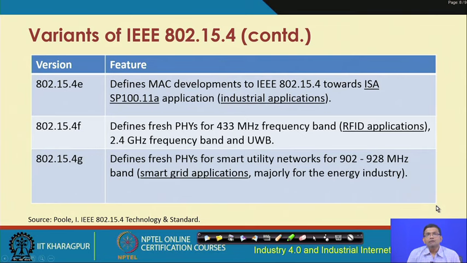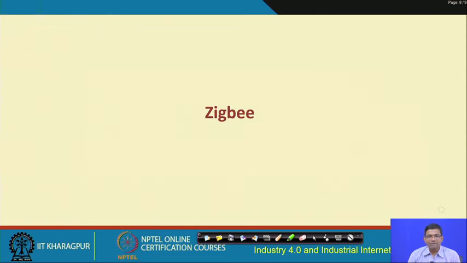The E variant is particularly meant for serving MAC applications for industrial environments. The F variant is for use in RFID applications. The G variant is for smart energy, smart grid, and those kinds of environments. So, these are the different variants of 802.15.4. This standard is widely used in IoT applications.